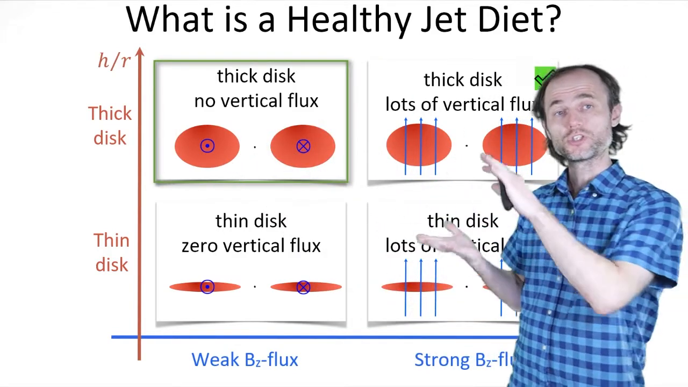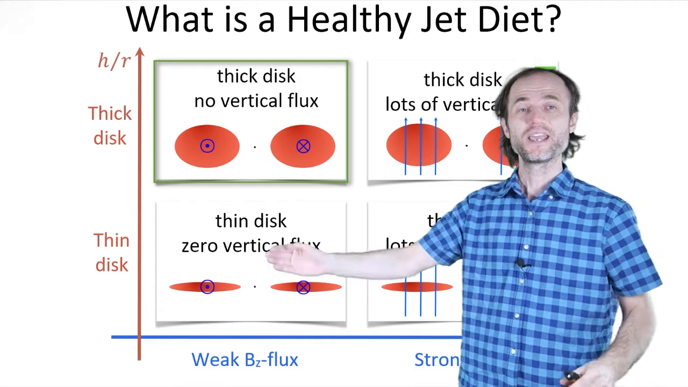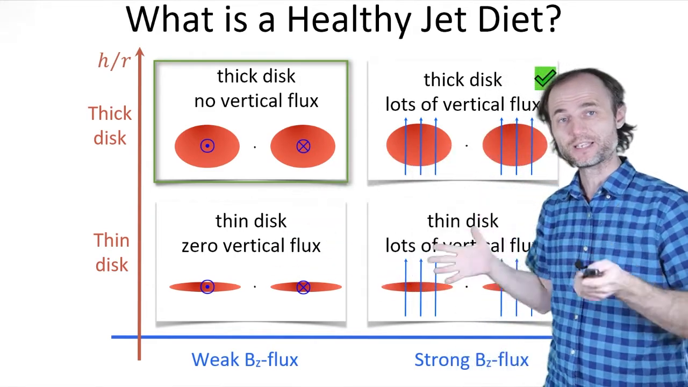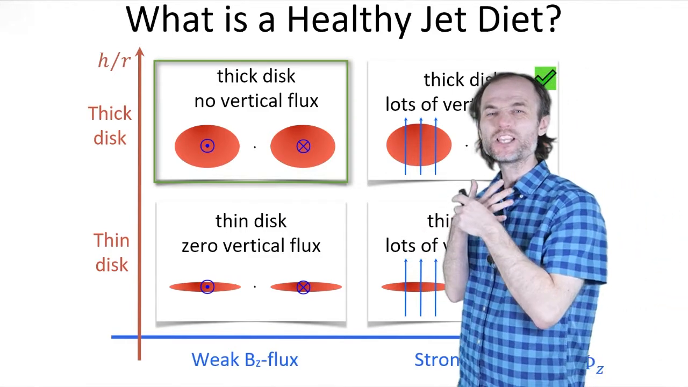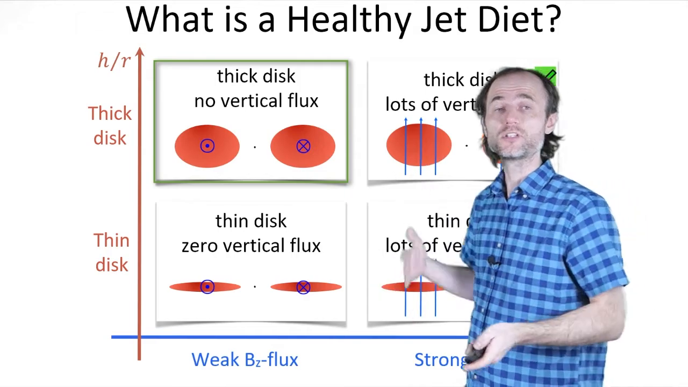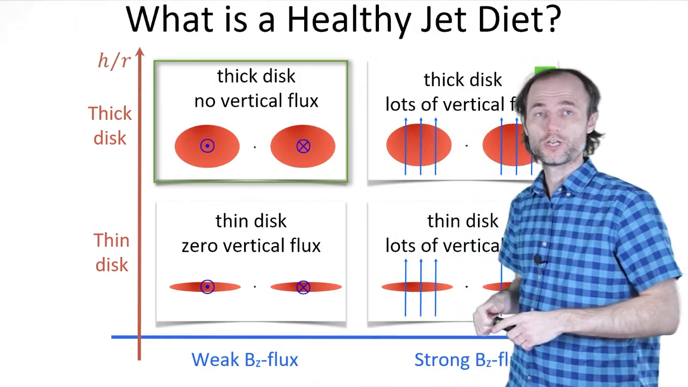We're still going to consider a thick disk, but we will not give it any vertical magnetic field. We will consider purely azimuthal magnetic field as the initial condition, in which case we do not expect the system to produce any jets, because vertical field is what's necessary for jet formation.